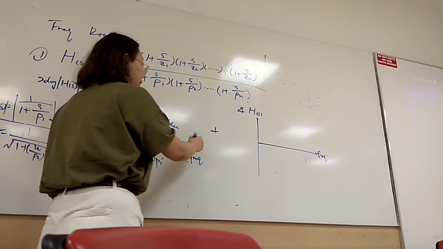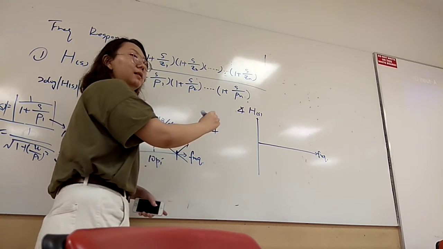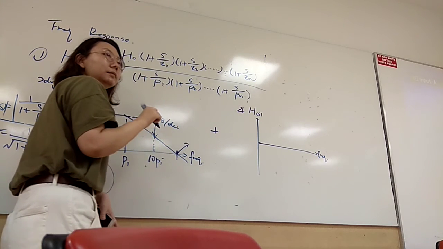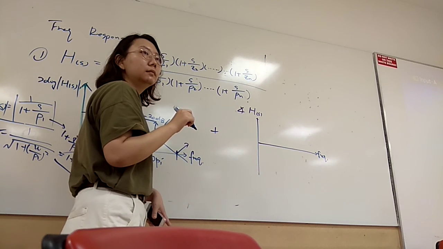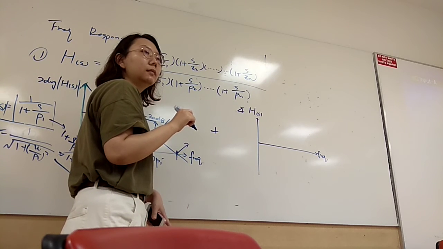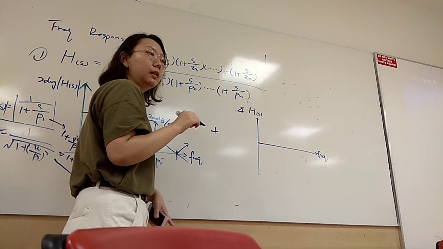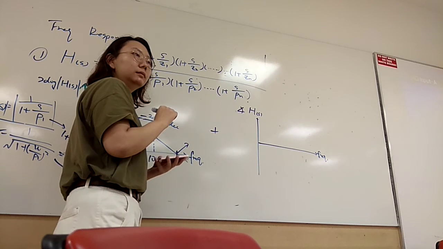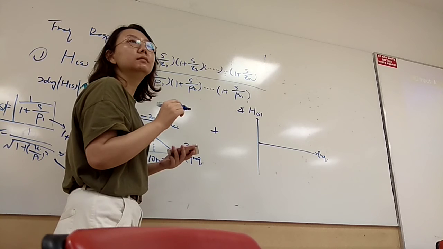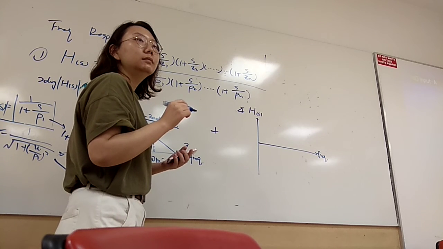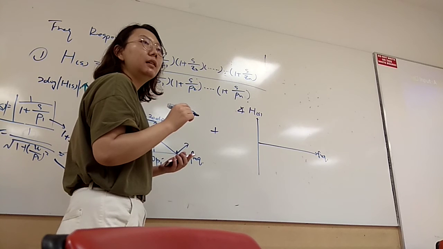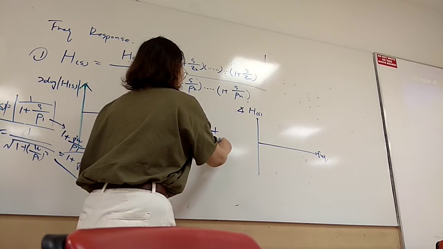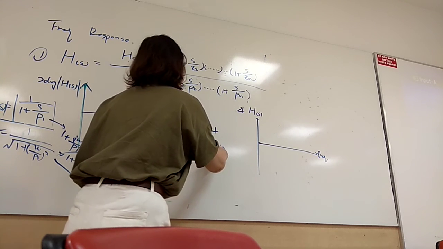So this frequency is called your... What's the name for this frequency? What's the gain of this frequency? It's a unity what? Unity gain frequency. Because your gain is 1, so it's a unity gain frequency.